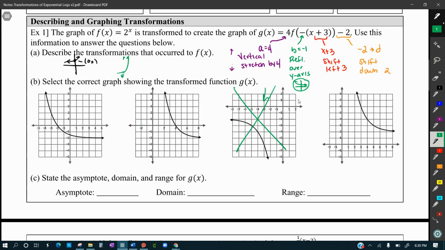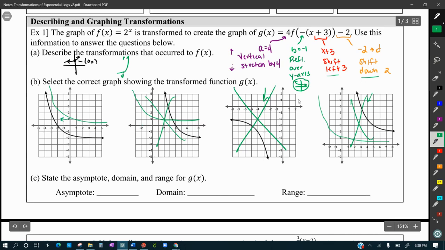Now let's look at the movements. So I should be moving left 3 and down 2. Well, this graph is to the right of where my parent function should be. So here's kind of where the parent function should be. And so that is incorrect. I moved to the right, not to the left. This guy also, so again, here's kind of where the parent function should be. This guy moved to the right, not to the left. That is incorrect.